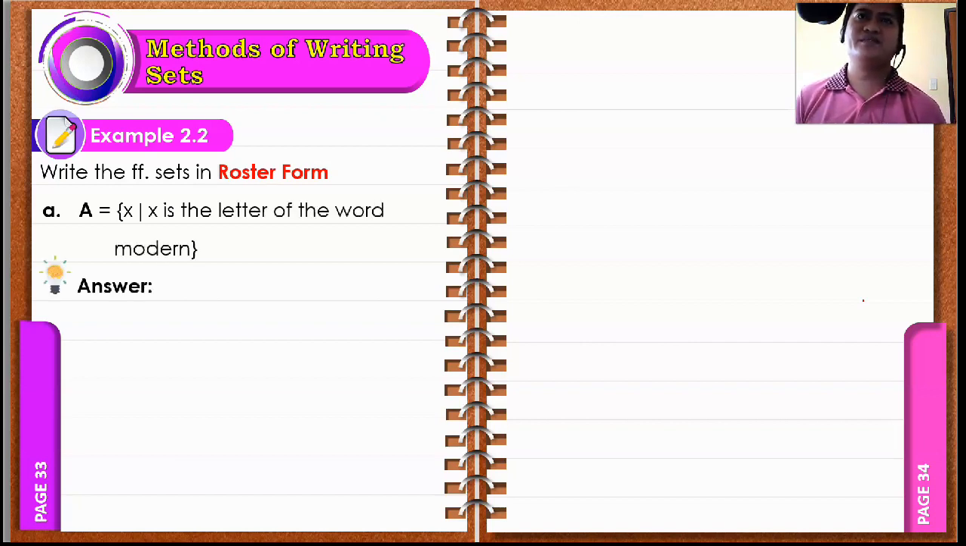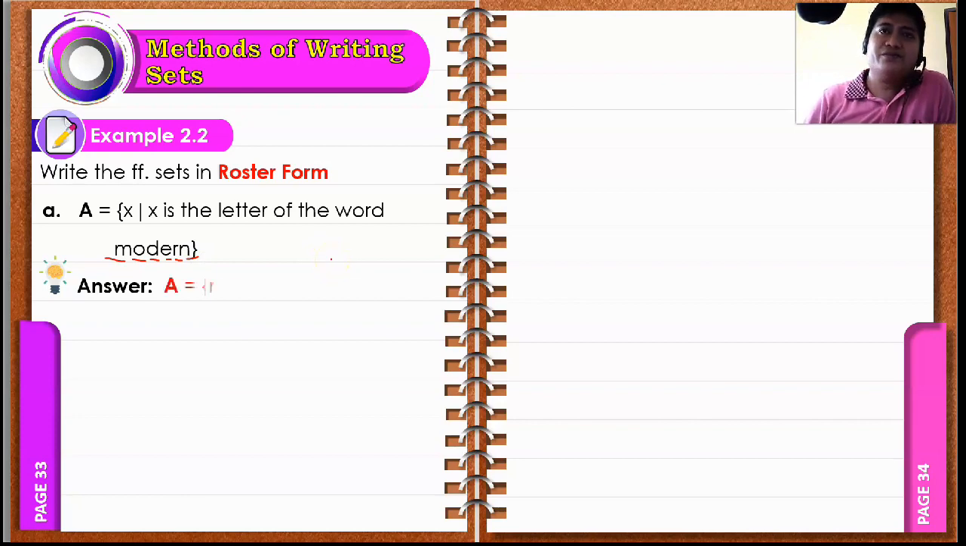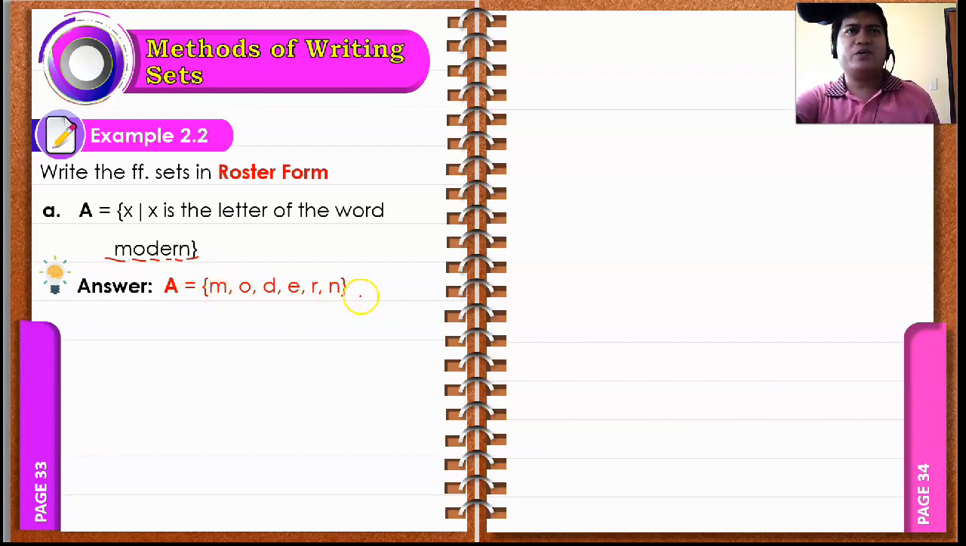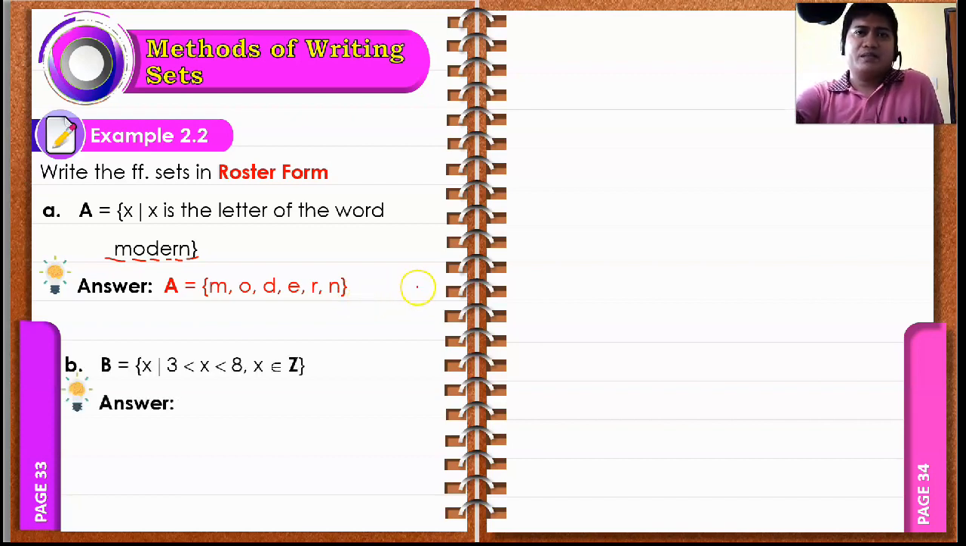Write the following sets in roster form. Okay, so x is the letter of the word modern. From the word modern, we have M-O-D-E-R-N. Since no letters are repeated, this is the answer. This is a roster form, enclosed with a bracket and separated by a comma. So that is the answer for example 2.2a.